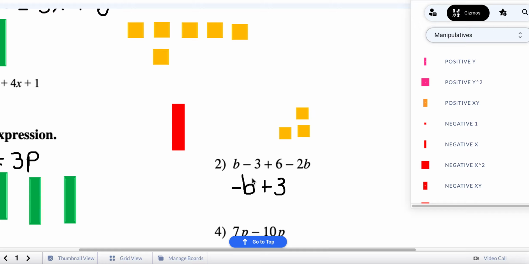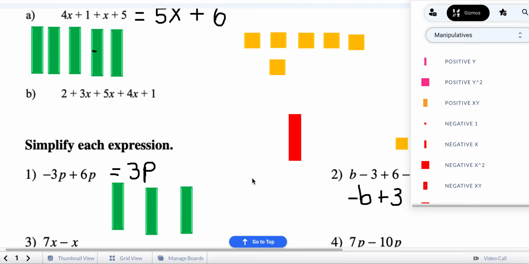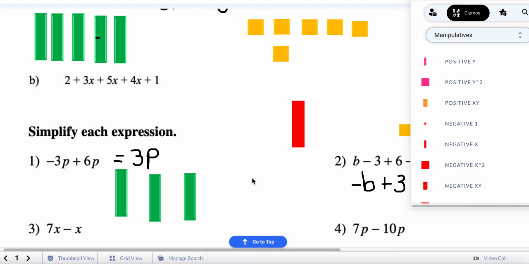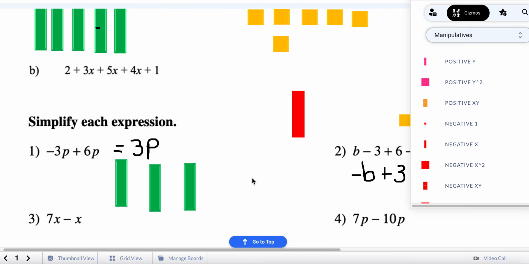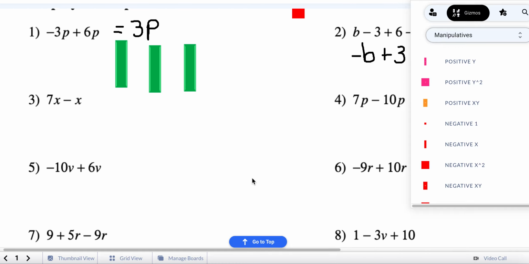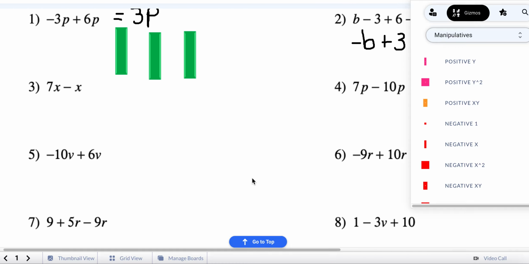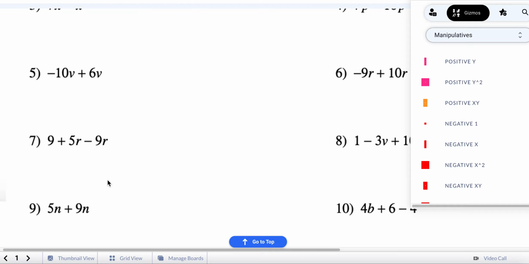So before I go, what if you don't have algebra tiles and you have this assignment to do for your teachers? So I am going to show you how to do it without having to use algebra tiles. We're going to look at number 7, just because we have variables. How will you do this at home if you don't have algebra tiles?